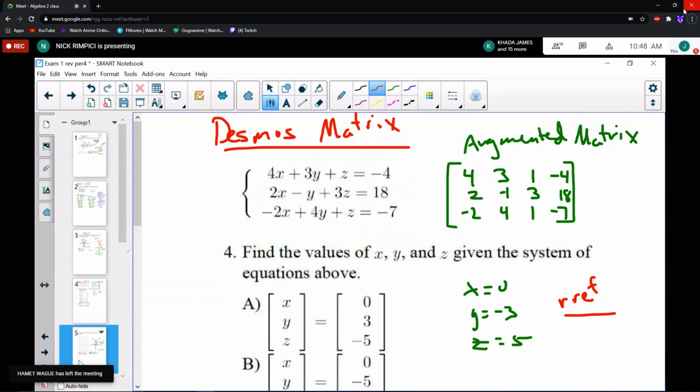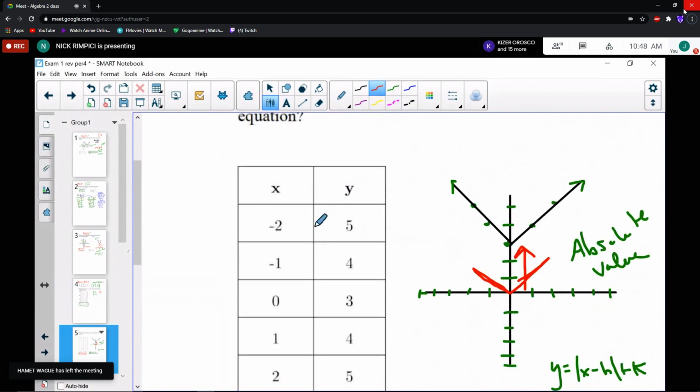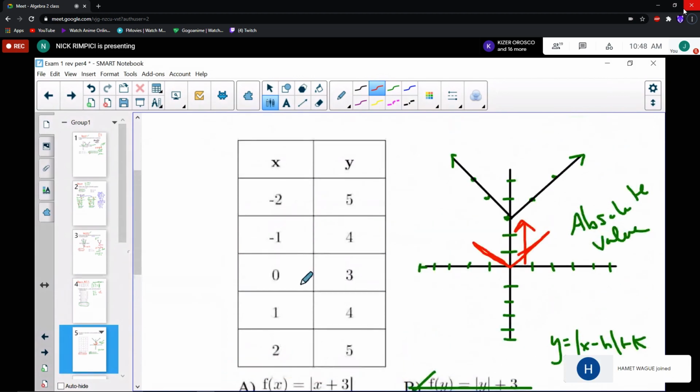Then question 5, we did Friday as well. And in question 5, they want to know, how do you model this data? So what I did, and you could have done this strictly on the computer too, I believe, was I plotted all the points. I plotted negative 2, 5. I plotted negative 1, 4, 0, 3, 1, 4, 2, 5. I just plot the points. And when I plot the points and connect everything, I have this.